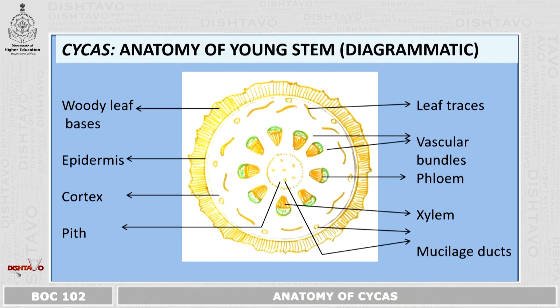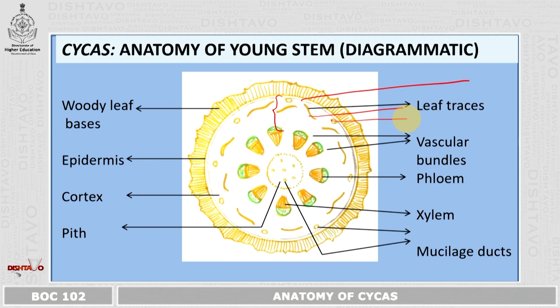Coming to the anatomy of young stem of Cycas, it appears wavy in outline due to presence of woody leaf bases. The Cycas young stem shows three well-defined regions: epidermis, cortex, and stele. Epidermis is the outermost layer, made up of thick-walled, compactly arranged cells. Following the epidermis is the white cortical zone, made up of thin-walled, parenchymatous cells, enclosing a large number of leaf traces and mucilage canals.